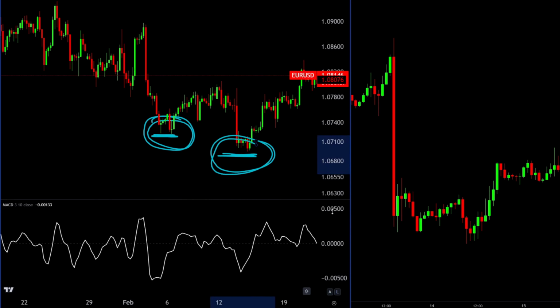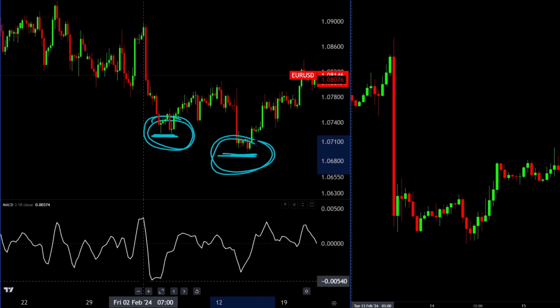And at the same time, when we see this lower low, we want the MACD to print one low and then a higher low. So we want the price to go in one direction, and we want our special MACD here to go in the other direction. Or in other words, a MACD divergence. A MACD divergence indicates a potential reversal to the upside.